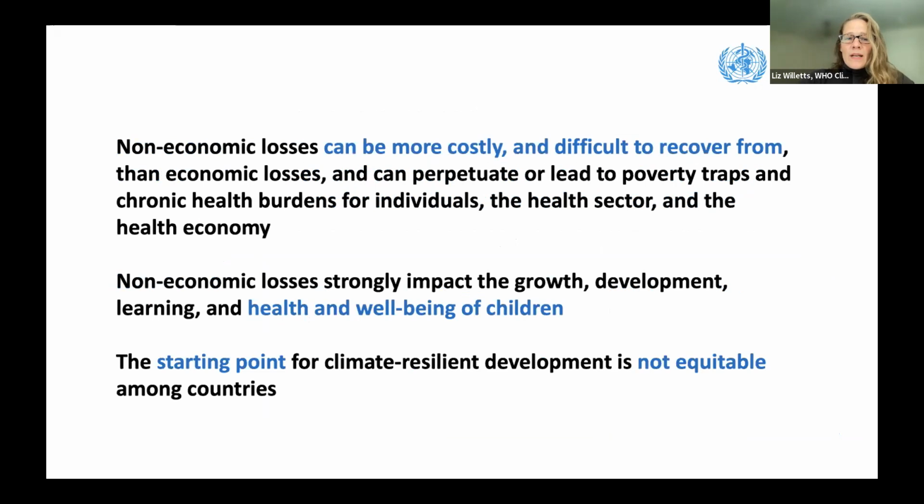I said this point earlier, but non-economic losses can be more costly, more difficult to recover from at the level of individuals, health sector, and the economy. There's also a very strong impact on children and their future development and ability to thrive. And then when we start looking at climate resilient development and how the focus on this element should be taken forward, we have to remember that loss and damage really is putting a different starting point for the most vulnerable countries and communities.